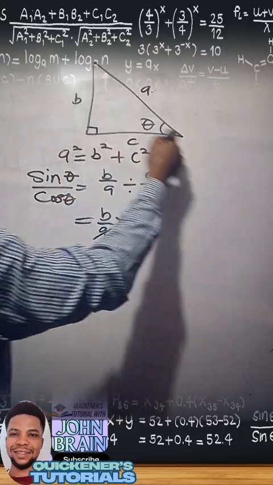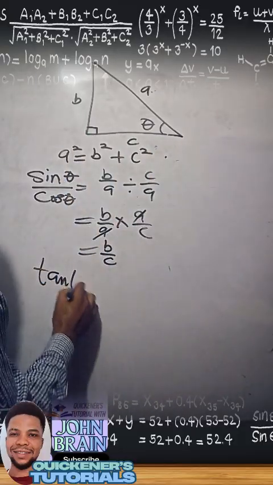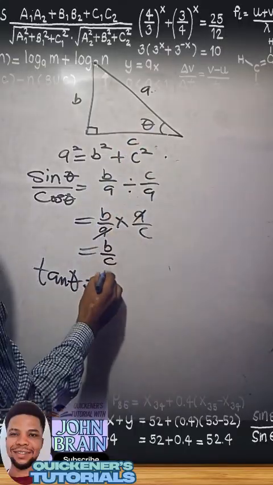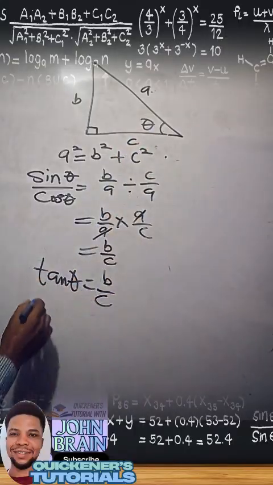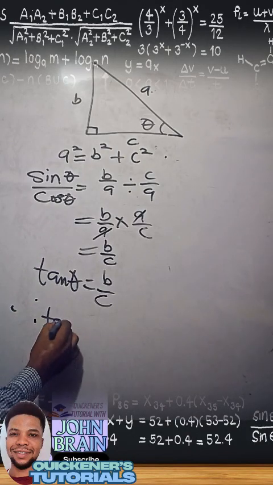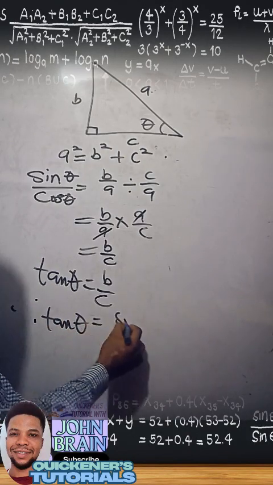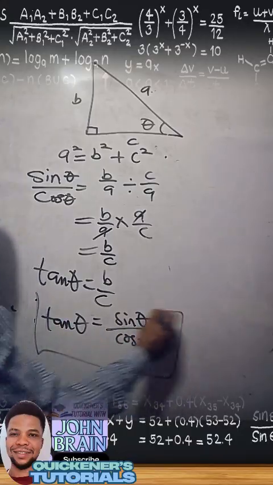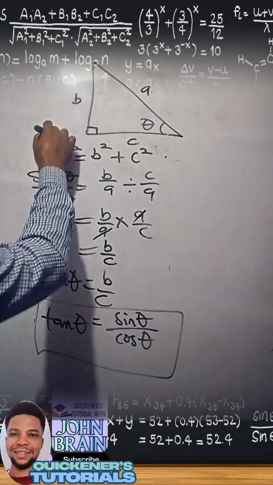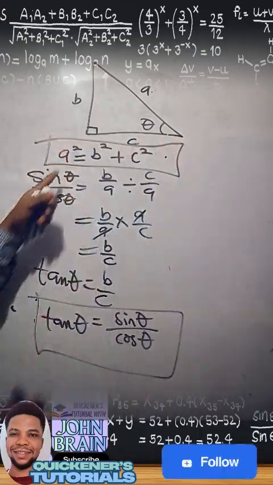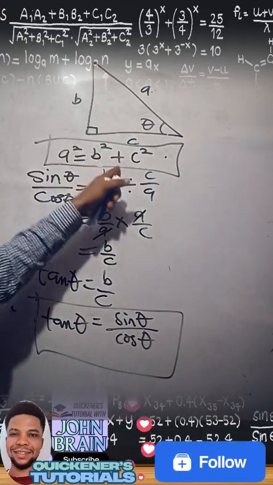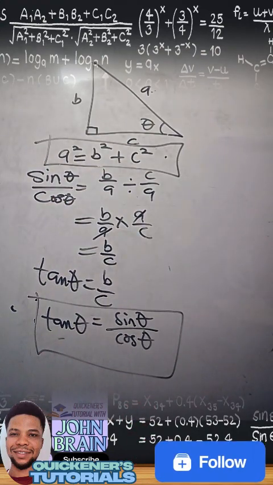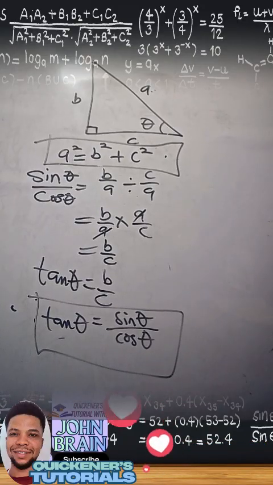Let's look at tan theta. What is tan theta? Opposite over adjacent. So B over C. Can you see? Therefore, tan theta is the same thing as sin theta over cos theta. You must know this ratio. We have established this ratio now. We said that from Pythagoras theorem, A square is equal to B square plus C square, right? That's the ratio. Alright? Good. So let's look at other theorems.